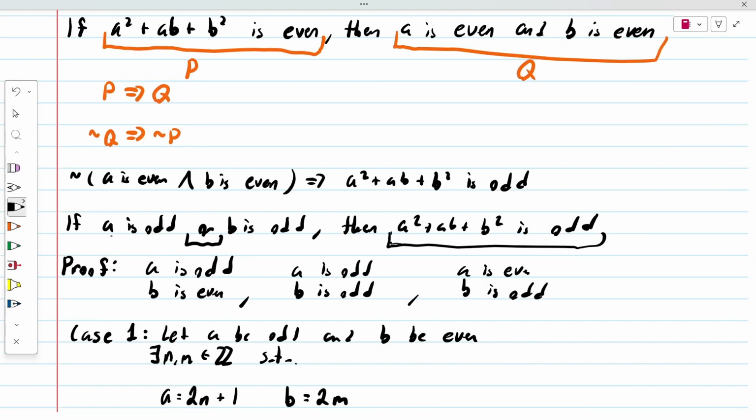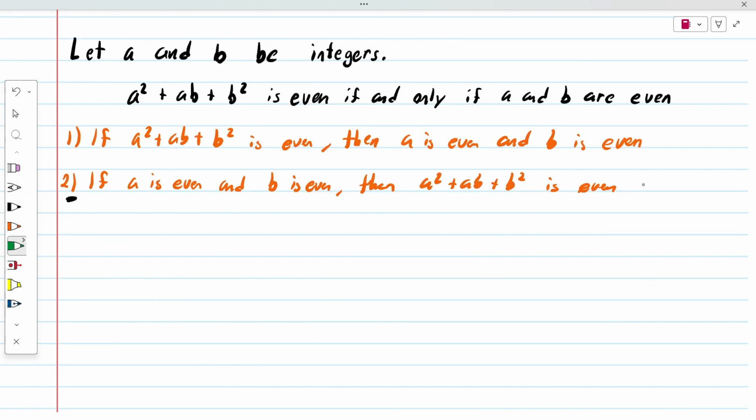Okay, so now we've proved every case where a is odd or b is odd, then this is odd. And since the contrapositive has the same truth value as the original conditional statement, we've proven this direction where if a squared plus ab plus b squared is even, then a is even and b is even. So we proved in the first example that if these two are even, then this is even, and we've proved using the contrapositive that if this big expression is even, then these two are both even. And so we have proved the original biconditional, the if and only if, by proving both directions. So this statement is true.